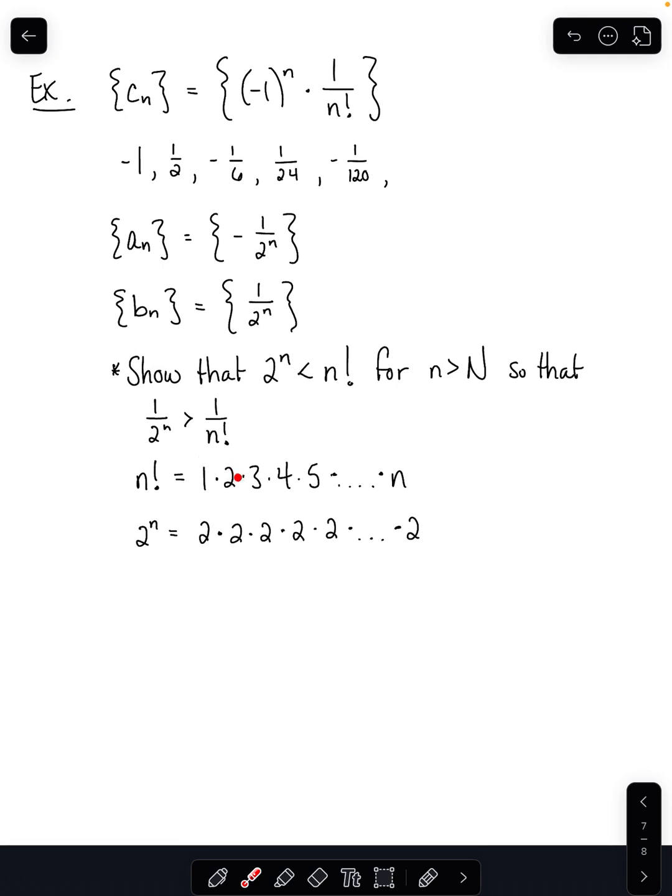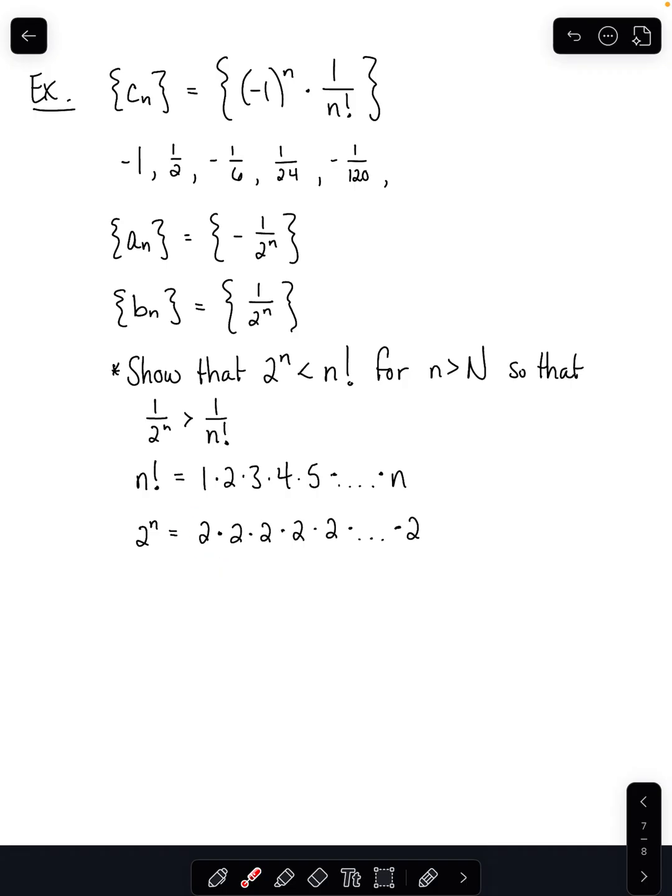So then let's look at the first two terms of each thing here. 2 factorial is going to be equal to 1 times 2 is 2. 2 to the second power is going to be 4. So once again, 2 squared is bigger.